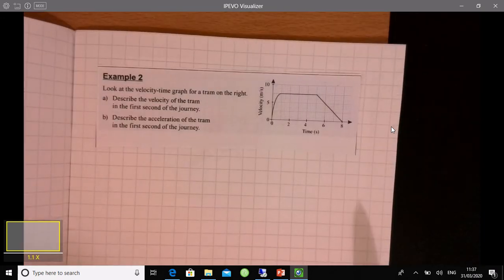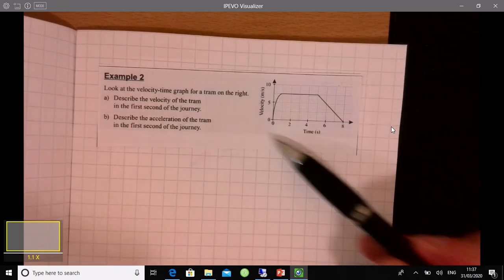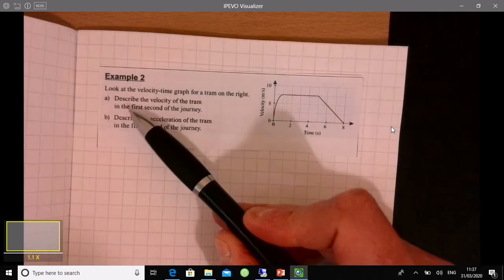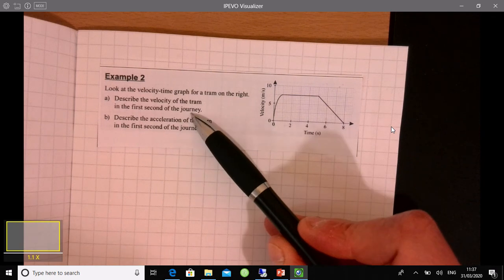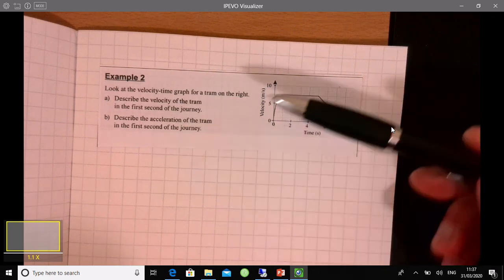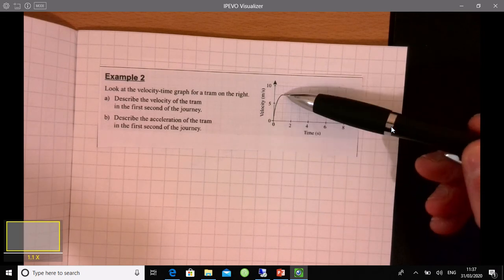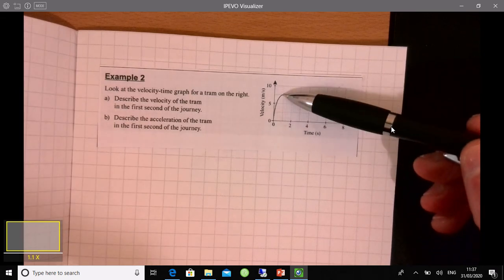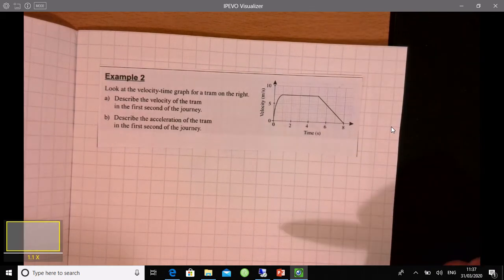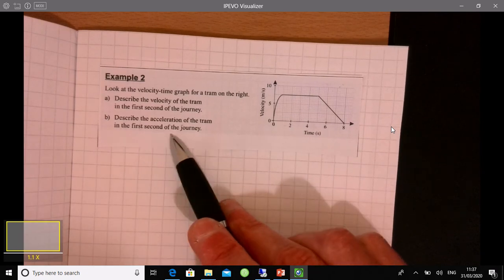It says, look at the velocity time graph for the tram on the right. So we've got a tram, and it says, describe the velocity of the tram in the first second of the journey. If I'm going to describe this, the velocity increases from 0 to 7.5, halfway between 5 and 10. So it increases from 0 to 7.5 meters per second. That's all I would need to say. Now, describe the acceleration of the tram in the first second of the journey.